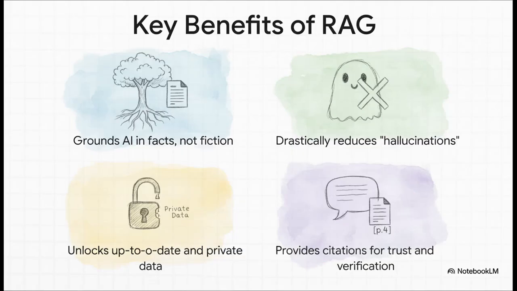So to wrap it all up, RAG really gives us 4 huge wins. First, it grounds the AI in facts, not fiction. That, in turn, drastically cuts down on those pesky hallucinations. It also unlocks all your up-to-date and private data for the AI to use. And finally, those citations give you a foundation of trust and let you check its work.